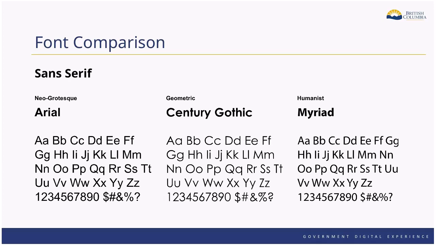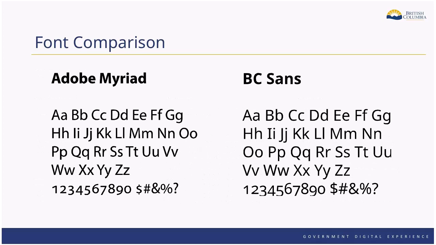Humanist typefaces are often perceived as a little more friendly and neutral in personality. Myriad works well in our communications because of those qualities. So BC Sans, which is based on Google's Noto Sans, as David Davis mentioned, is also a humanist typeface, and it has a similar character and personality to Adobe Myriad, though it has a number of details which actually improve its readability on screen.